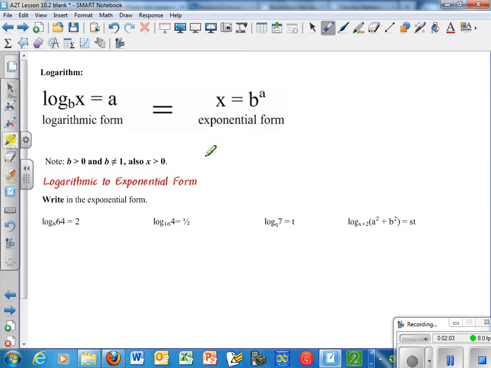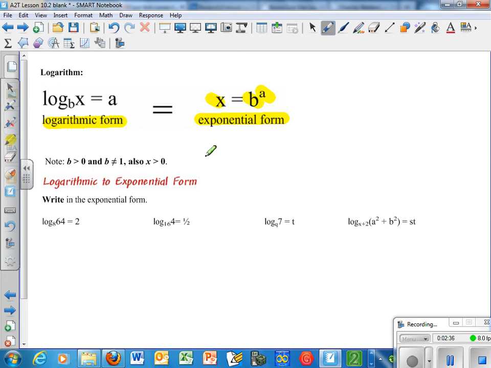Alright, we're going to look at two different forms here. We have logarithmic form and then exponential form. Let's look at the exponential form first. If I have that some number x is equal to b to a power of a. So a is your power, the base is b, that's why we put a b there. Okay, I want you to look over to this as far as where things go.